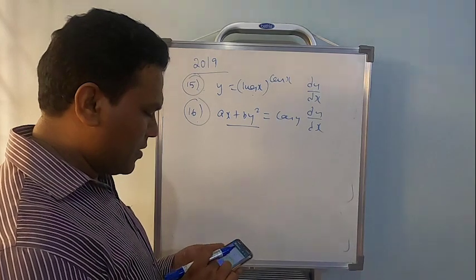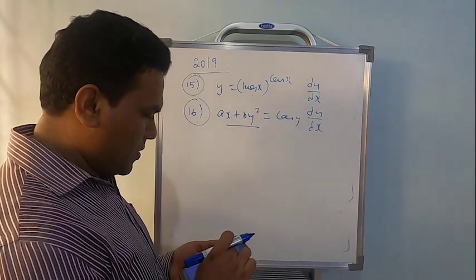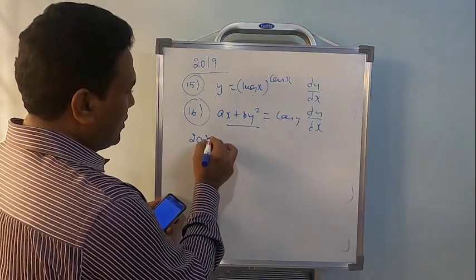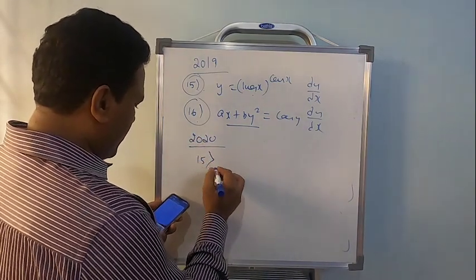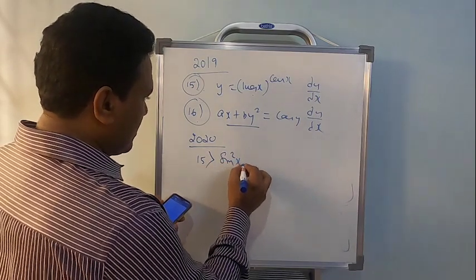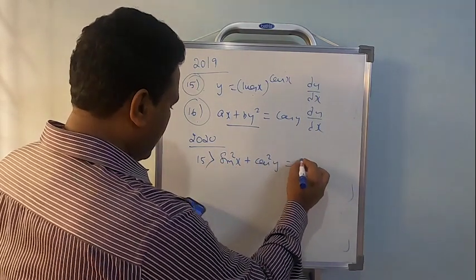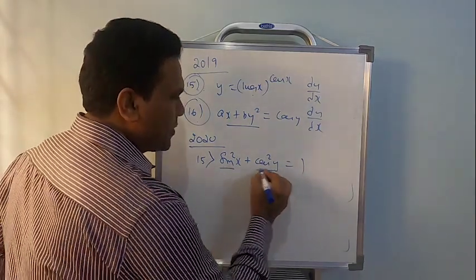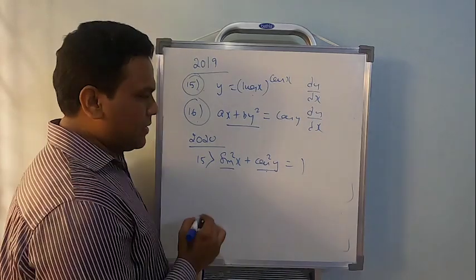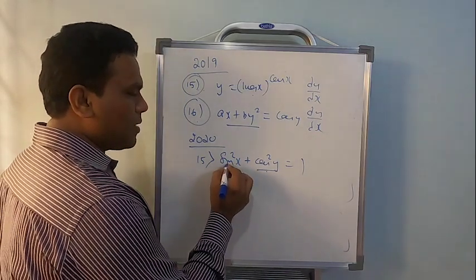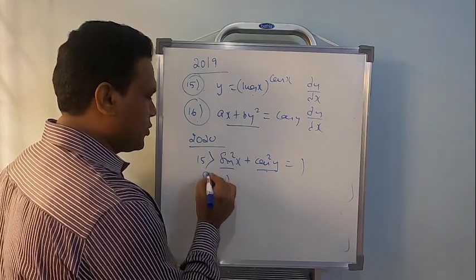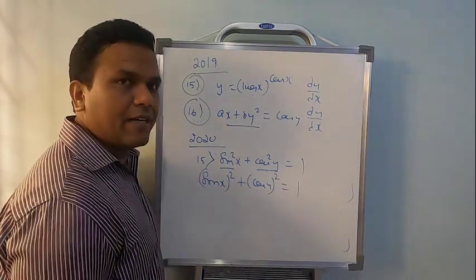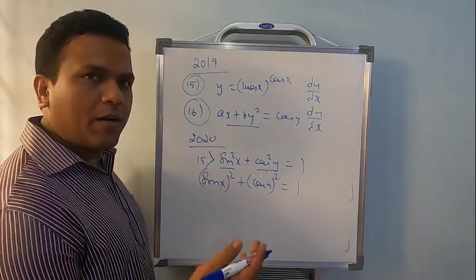So now let me go to the next one. So what happened in 2020? In 2020, problem number 15: sin square x plus cos square y is equal to 1, then find dy by dx. Sin square x plus cos square y, implicit. So first we will go for sin square. I suggest you please write it in this form before you start differentiating. For trigonometric ratios, convert to the whole power and then start.